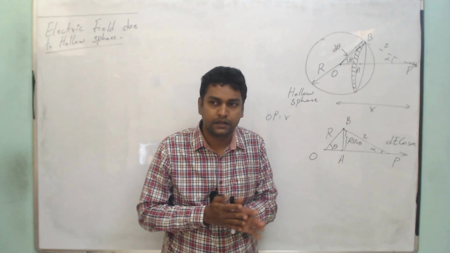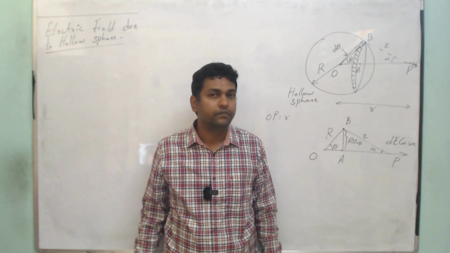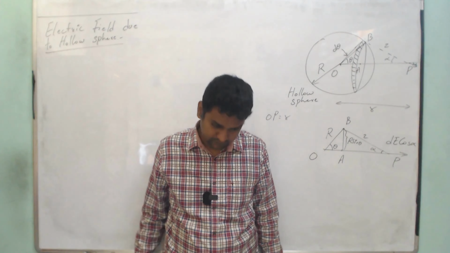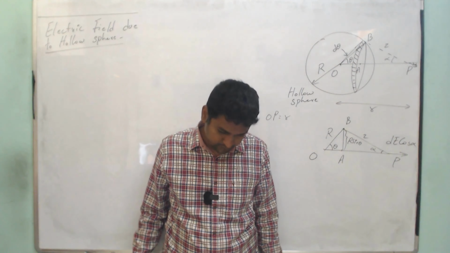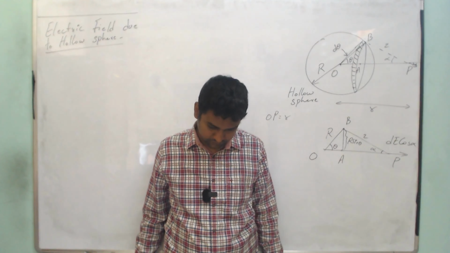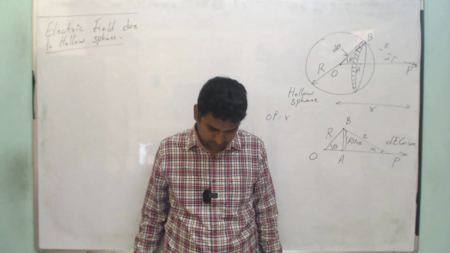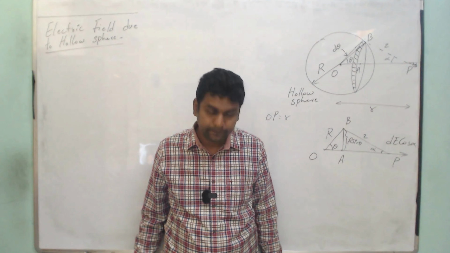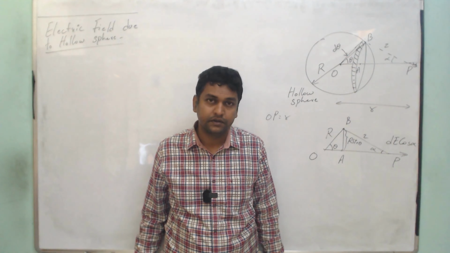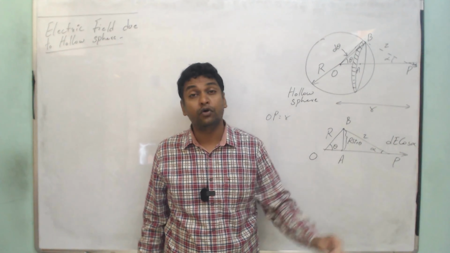Sir, without taking the second point in the sphere, how are we telling the sine theta is getting cancelled if that point exists? Only then can we cancel it, right? Correct. So we have to take that one also. Yes, I have to take the diametrically opposite point on the loop.